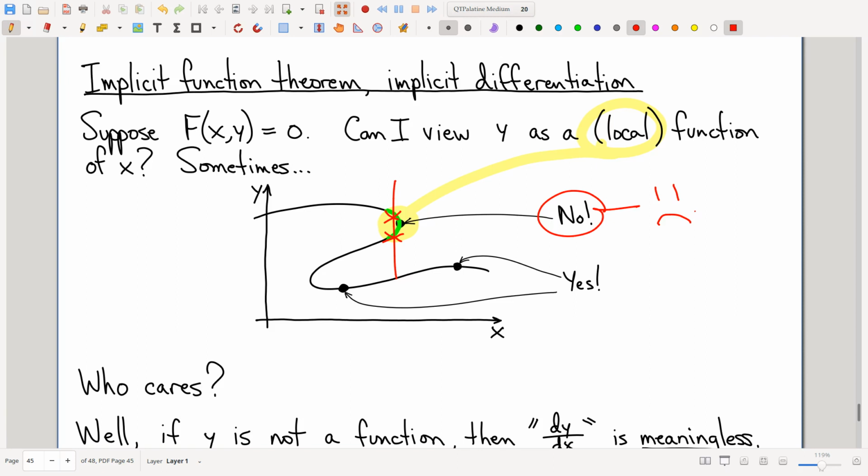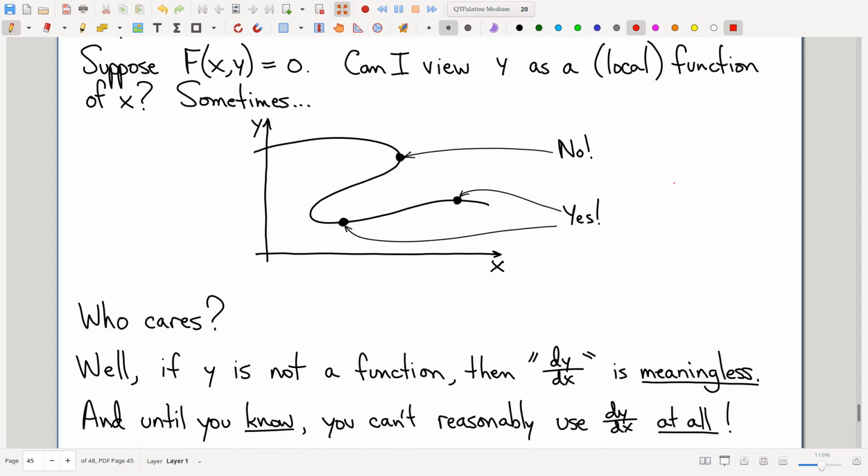So this is the distinction that I want to worry about. Now let me dwell for a moment. Why would I ever care about such a thing? Well, because this is what we need to make sense out of the idea of dy dx. I can talk about what dy dx is at that point because locally y is a function of x, and if y is a function of x, I can talk about the derivative of that function of x. And here, for example, now there's a different slope there, but I can ask, what is that slope? And I can talk about that as the derivative of y with respect to x, because y is a function of x.